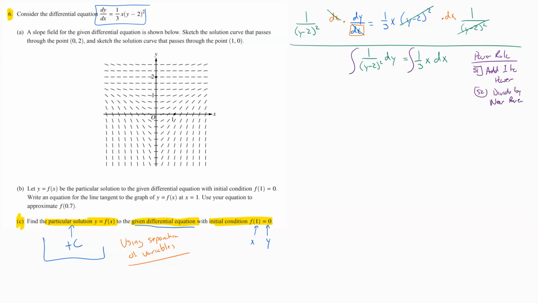So adding 1 to the power, there's an unwritten 1 on that x. I would add 1 to the power. That's going to get me 1/3 x. Add 1 to the power gets me a 2. Divide by the new power. And then whenever I take my antiderivatives, I put a plus c.